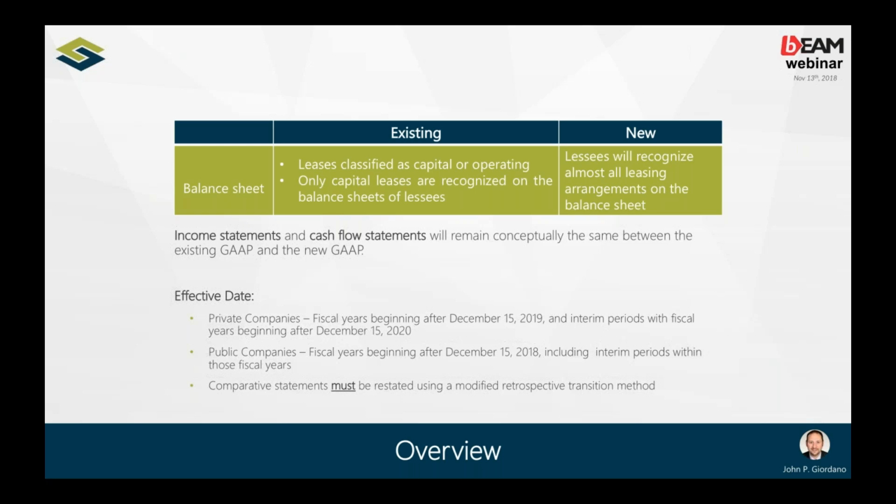And I've outlined here on the slide some of the effective dates for these, so the practitioners and users alike can get an understanding. So for private companies, it'll be for fiscal periods after December 15, 2019, which will be calendar year 2020. For public companies, their implementation year is calendar year 2009, which will be fiscal period starting after December 15th. And then if you're a financial statement issuer, comparative statements must be restated using the new modified retrospective transition method, which would basically show both periods under the new guidance.